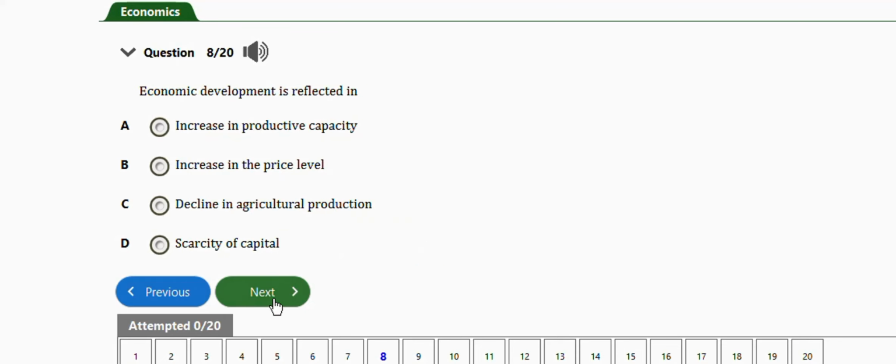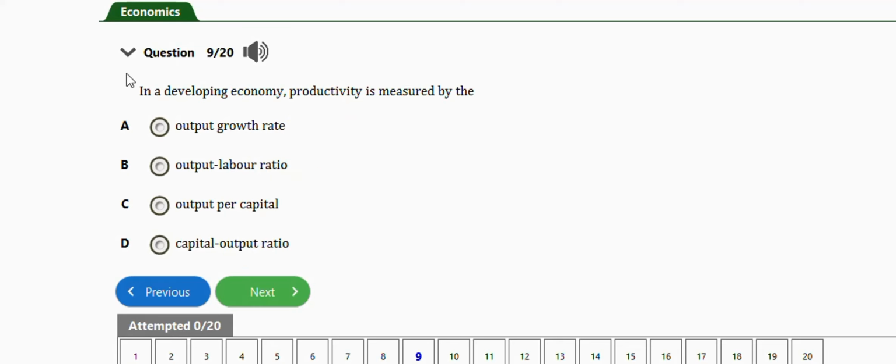The next question is this. It says economic development is reflected in, we have increase in productive capacity, increase in the price level, decline in agricultural production, scarcity of capital. So the right answer is option A, which is economic development is reflected in increase in productive capacity. Okay, the next question is this one.